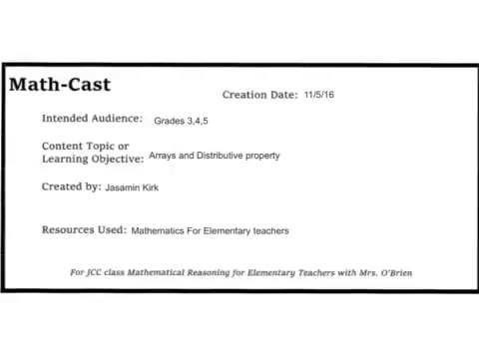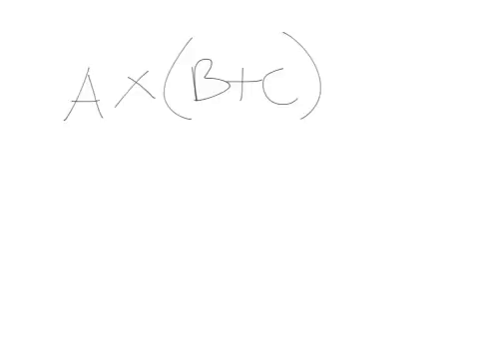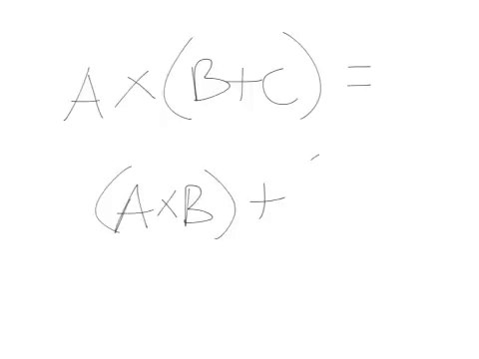Today we will be using arrays to help us with distributive property. The distributive property states that A times B plus C equals A times B plus A times C.